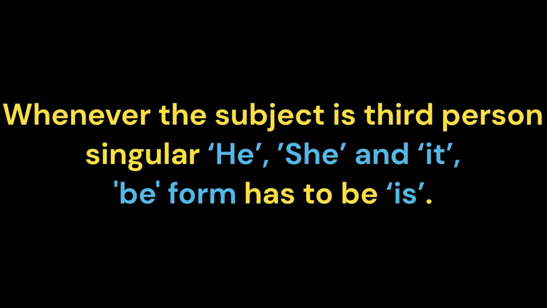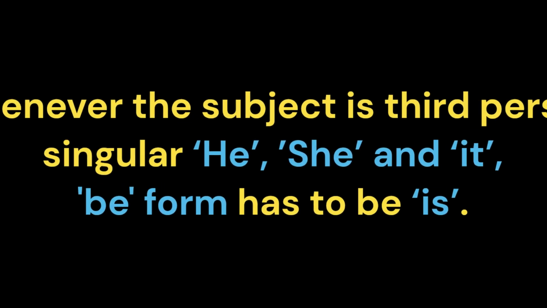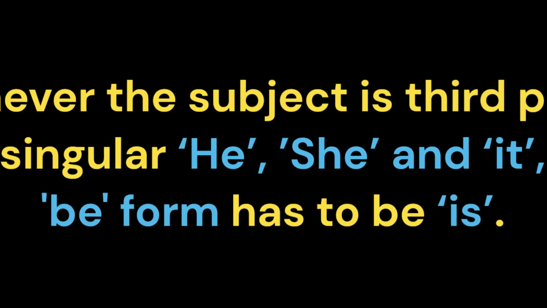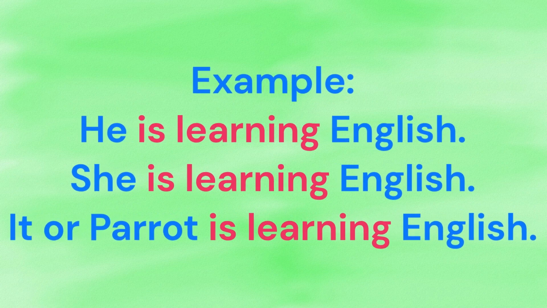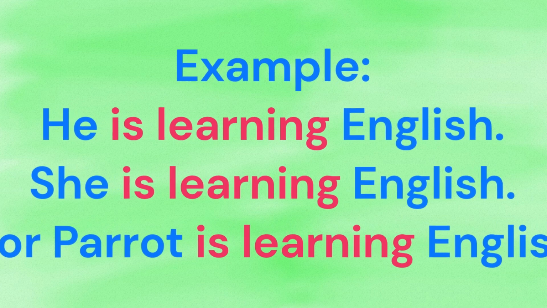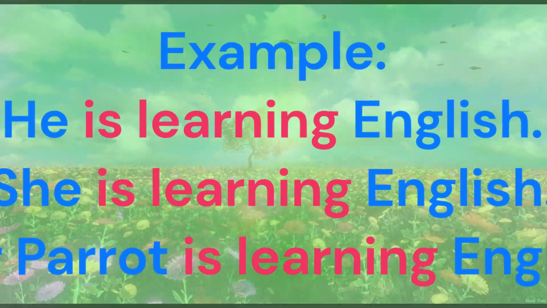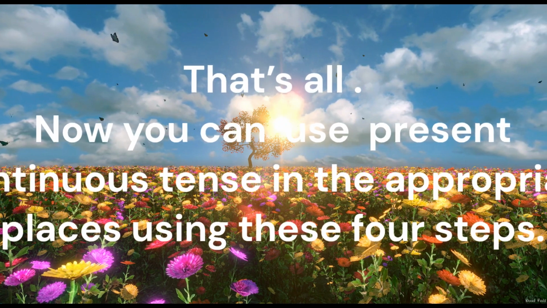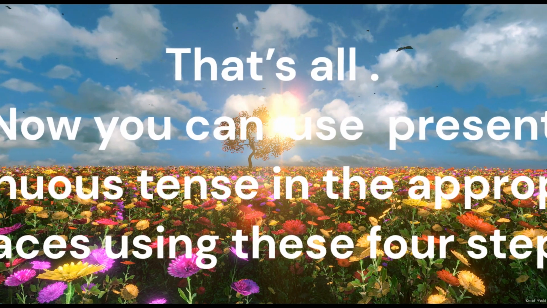Whenever the subject is third person singular, that is he, she and it, the be form has to be is. Example, he is learning English. She is learning English. It or a parrot is learning English. That's all. Now you can use present continuous tense in the appropriate places using these 4 steps.